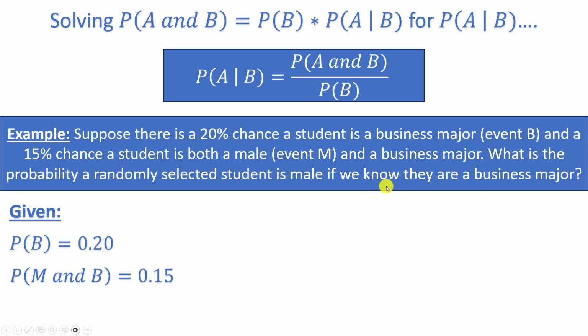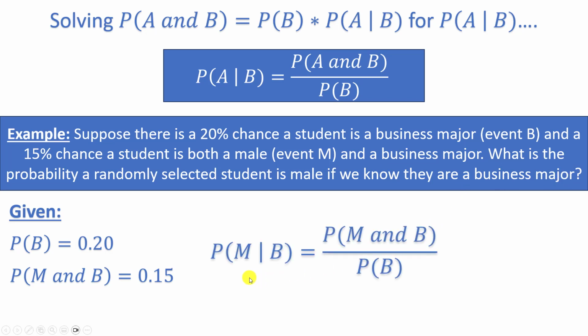Now, the tricky part for some students is identifying the probability statement related to this last part. They say, what is the probability a randomly selected student is male if we know that they are a business major? Another way this could have been written is, what's the chance that they are male given they are a business major? So that means that we are trying to find the probability of M given B.